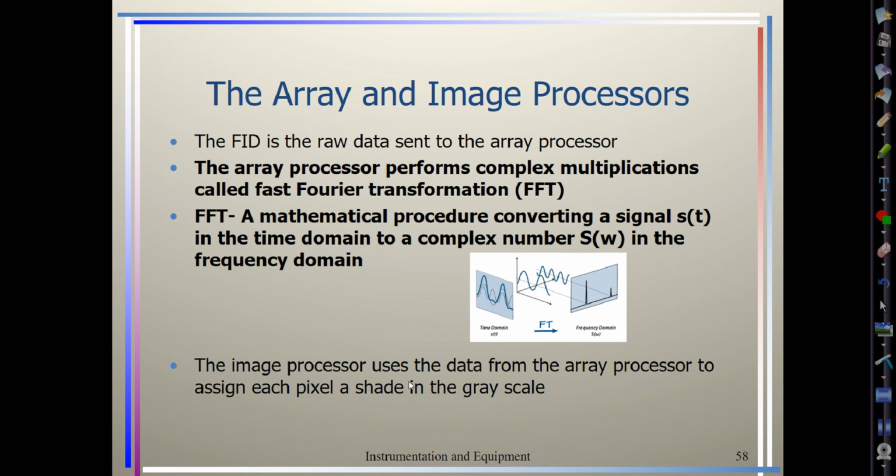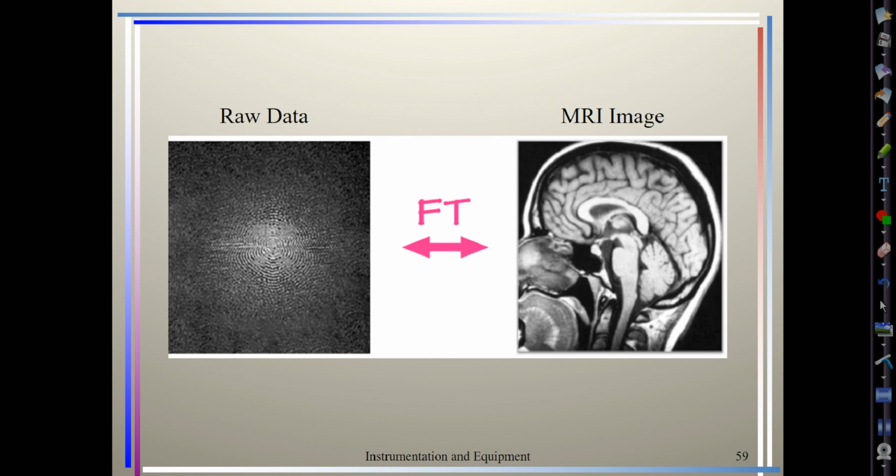And then lastly, the image processor uses the data from the array processor to assign each pixel a shade of gray. Okay? So this is what it looks like coming from the patient's raw data. And it will actually be put into a place called K-space. So that's K-space too. The fast Fourier transformation takes this data, uses complex math that we don't need to know, and it converts it into the MR image that we see on our computer console.